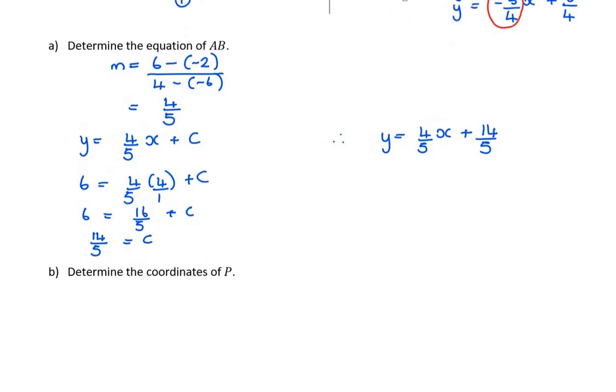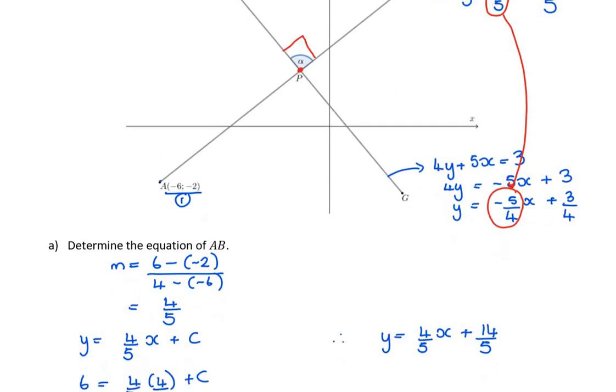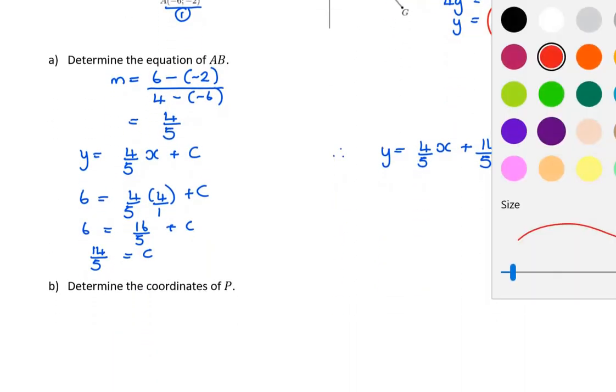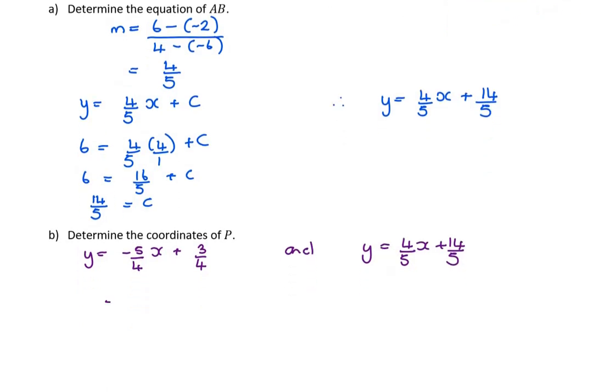So determine the coordinates of P. Now what is P? P is the point of intersection of these two lines. I'm fairly used to finding out points of intersection. So basically I'm finding out the point of intersection between negative 5 over 4 x plus 3 over 4, which was the line given to me, and now this line is 4 over 5x plus 14 over 5. So not a particularly nice question because it has fractions, but do not shy away from fractions. You have a calculator, and so that's all we need.